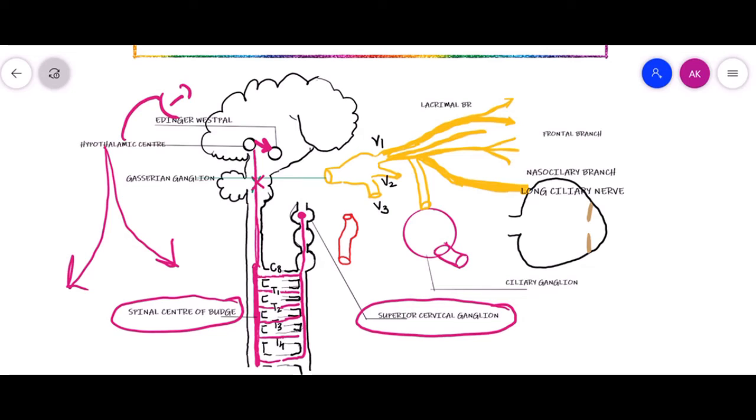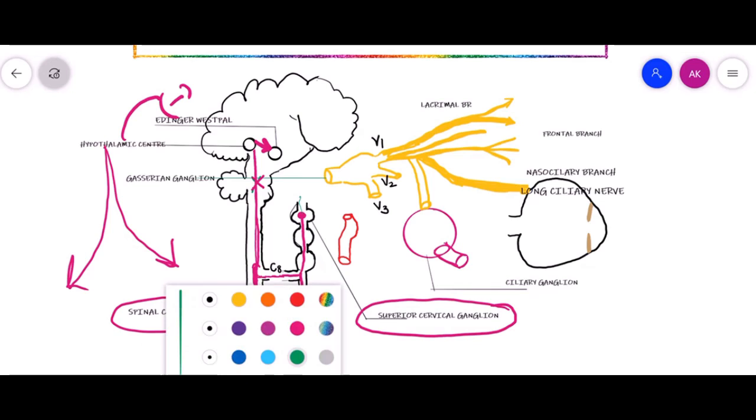And this point of relay is the superior cervical ganglion, right? So the preganglionic sympathetic fibers are going to relay where? In the superior cervical ganglion. Now from this level, the postganglionic fibers will start. Okay, so now after they emerge from the superior cervical ganglion, they are going to now enter the skull.